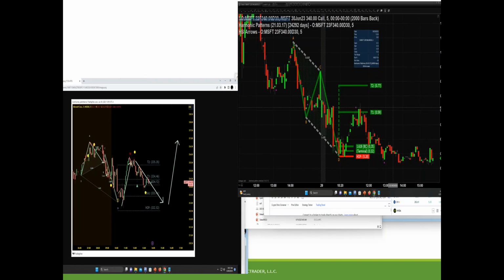Check out the Microsoft Type 2. We talked a little bit about this when we started. Perfect Type 2 that came together, and I showed you why I even identified in the Discord yesterday that Type 2 had to come back to the 330, 340 level. And we wait for that.